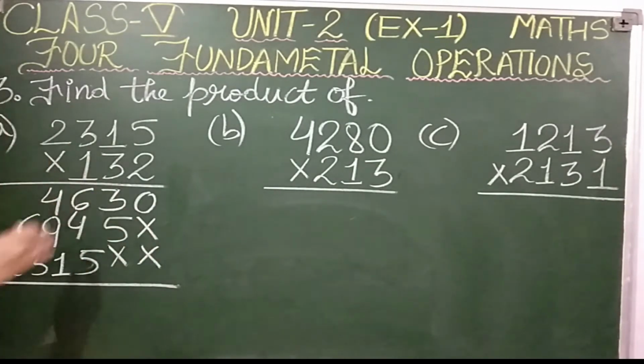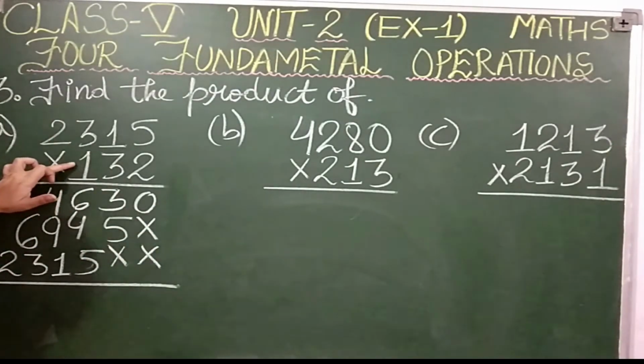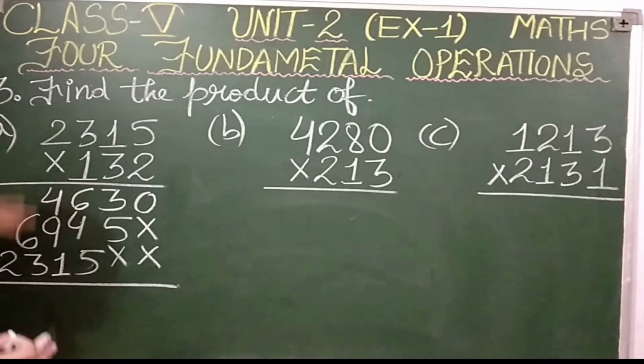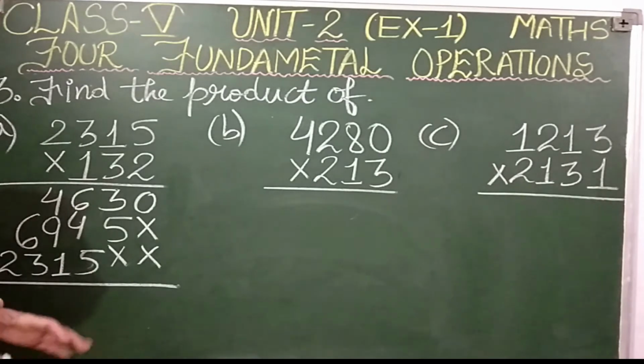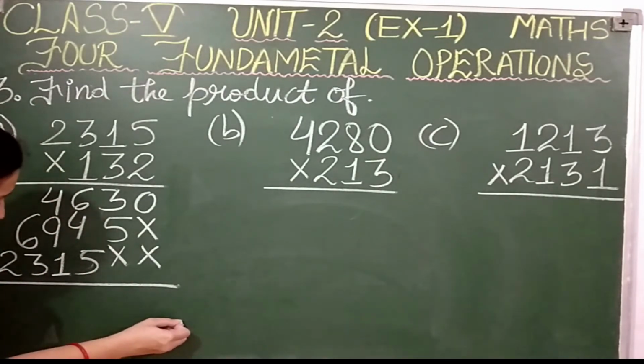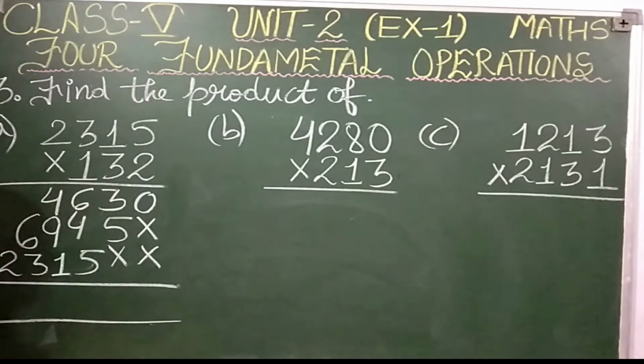Now as we have multiplied each and every digit given in the multiplier with the digits given in the multiplicand, at last in multiplication, to find the product, what is the last step? Last step is to add the numbers which you have got after multiplication. Let us add then, students.